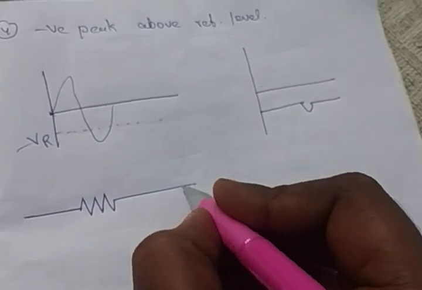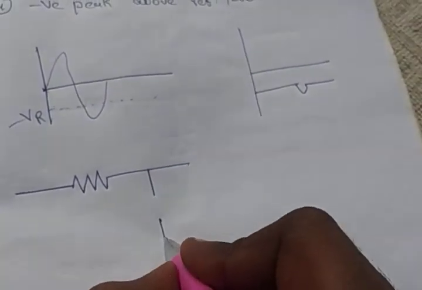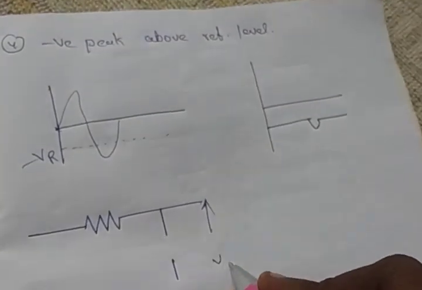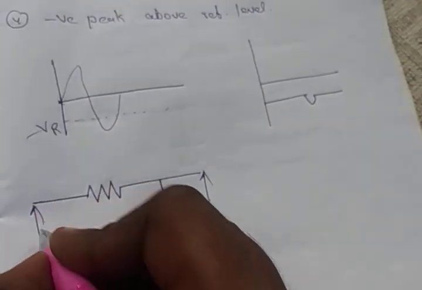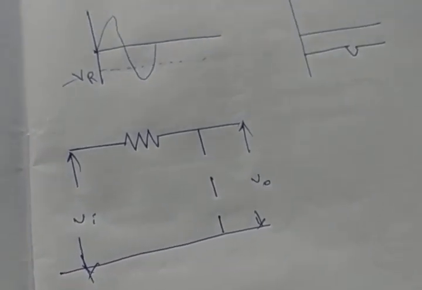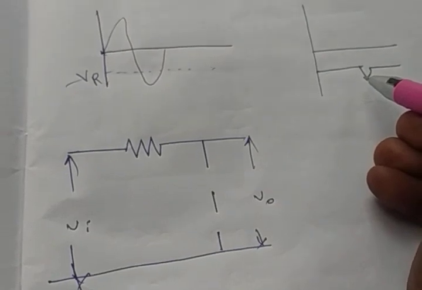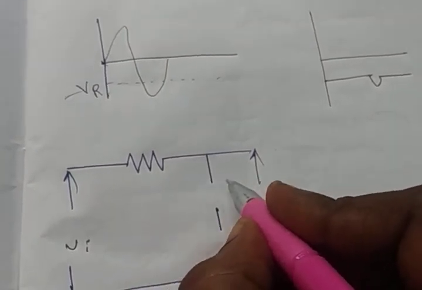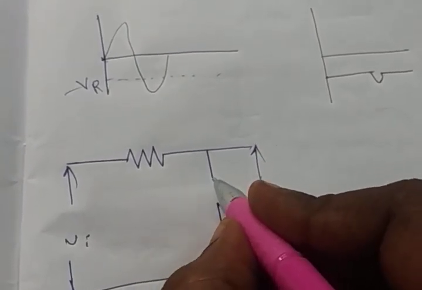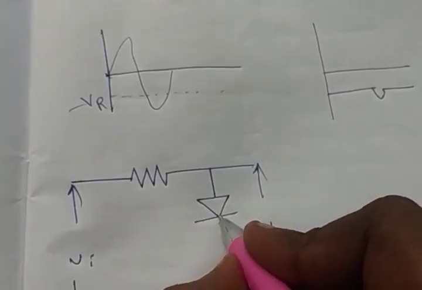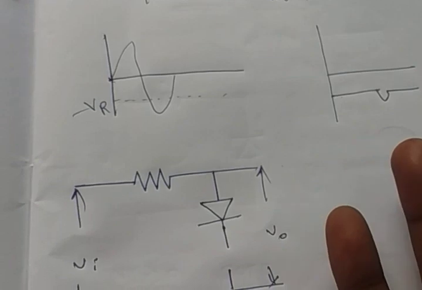So in the design, we have to connect a diode and a reference level. We have to set a reference level here. So V0 and this is Vi. So we have a negative peak over here. Negative peak is present, no? So for the negative peak we have to connect our anode. Whenever the negative peak occurs, it will be open.